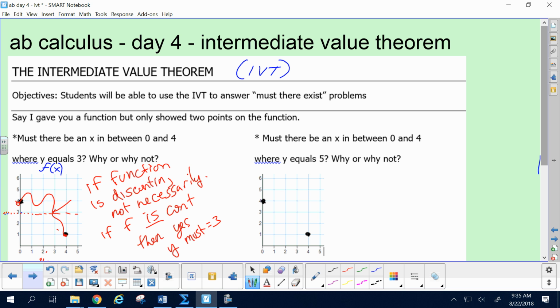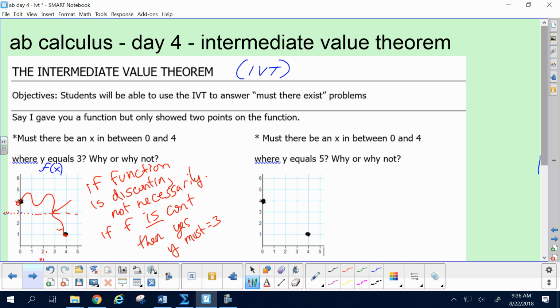Does it have to pass through 2? y equal 2. Must it pass through y equal 2? Yes. Must it pass through 3.8? Yes. Must it pass through 1.2? Yeah. Does it have to pass through only once, or could it pass through multiple times? It could pass through multiple times, but it must pass through at least once. It must pass through all these numbers in here. Must it pass through y equal 5?